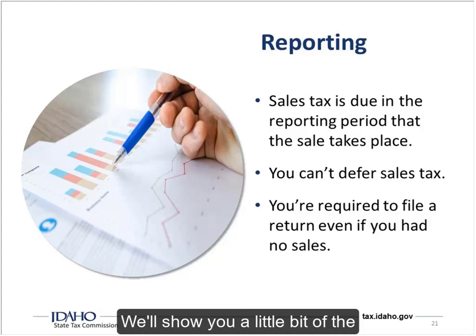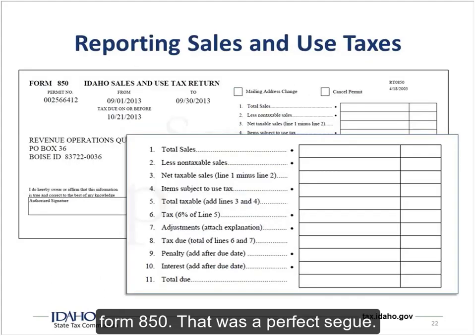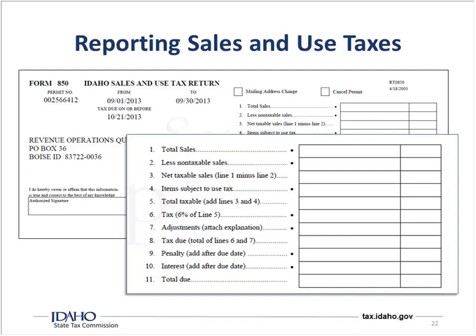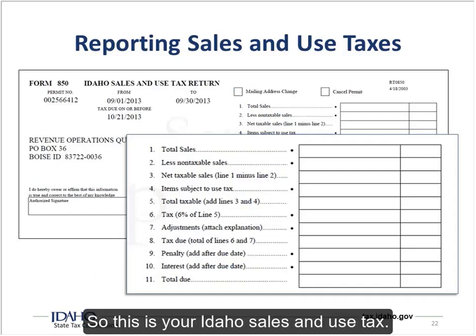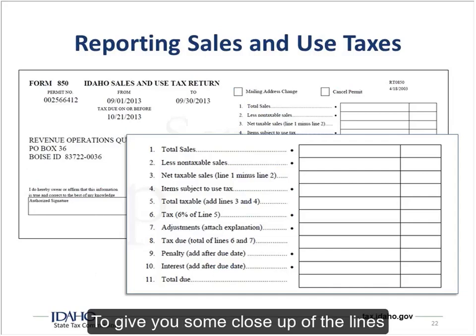He'll show you a little bit of the Form 850. That was a perfect segue. So, the Form 850. This is your Idaho sales and use tax return. We're going to walk through what this means, and give you some close-ups of the lines that you need to complete this Form 850.